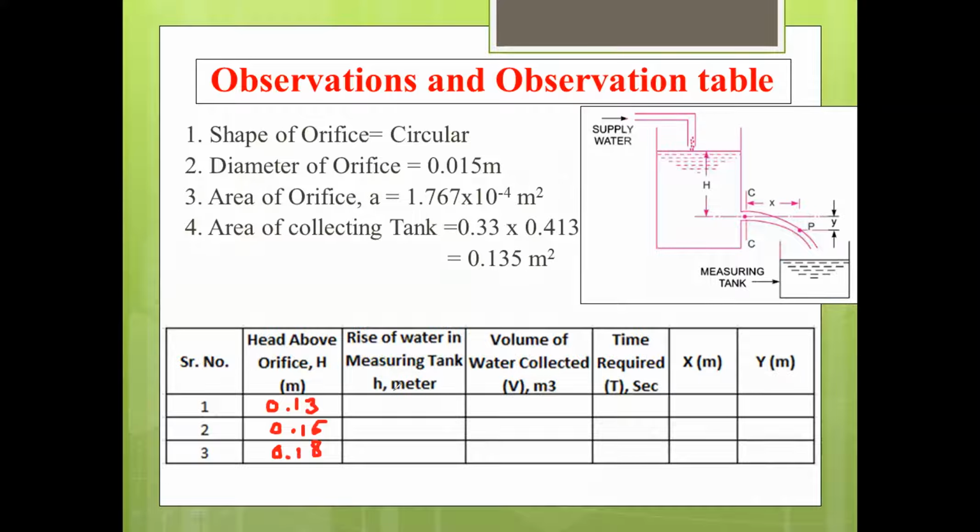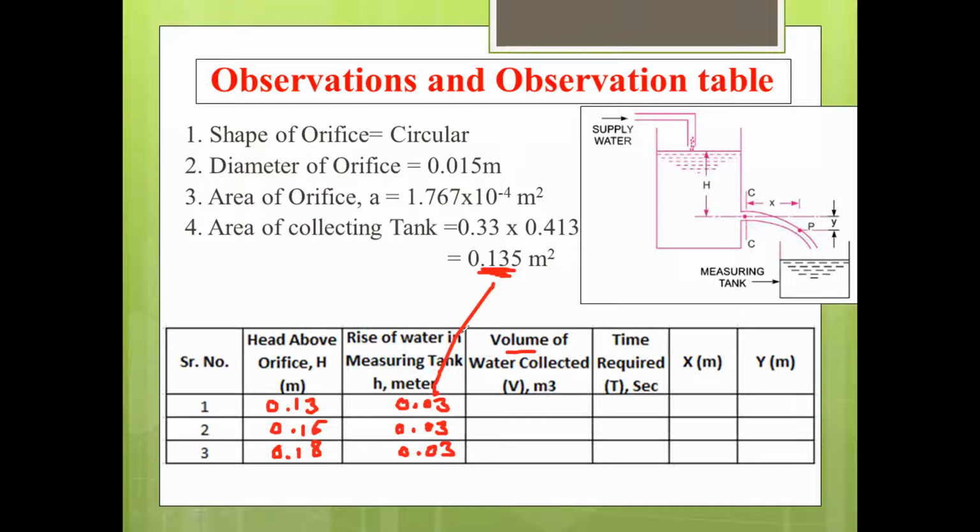Okay. Rise in water level in the measuring tank, we have taken as 0.03 meter. 30 mm was taken, that means 0.03. The same was for the second, same was for the third. Then the volume will be the same. How to find this volume? The cross section area of the tank multiplied by this reading. Okay, so do the calculation.